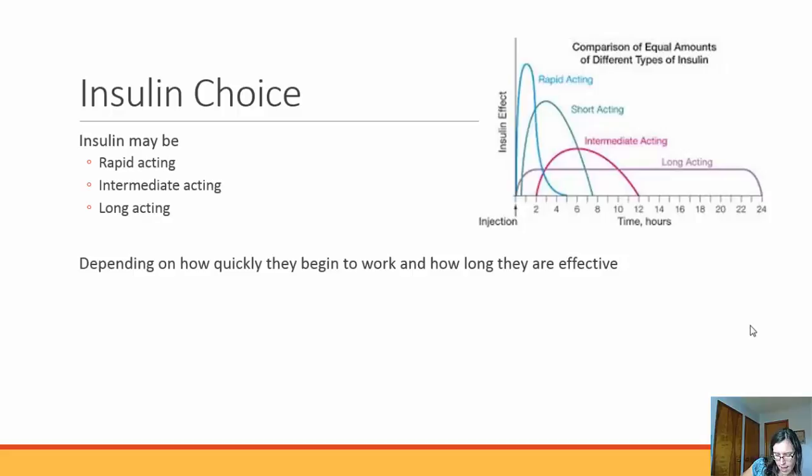Okay, so again, I hope this is review for you, but people can choose different types of insulin in order to control their diabetes. We have the rapid acting, which is active in the first few hours, the intermediate acting, which kicks in a couple of hours after injection and goes till 12 hours, and then we have the long acting, which goes over a 24-hour cycle.